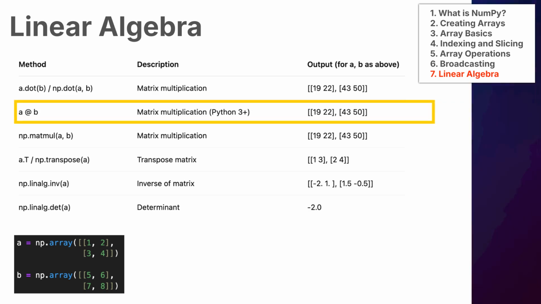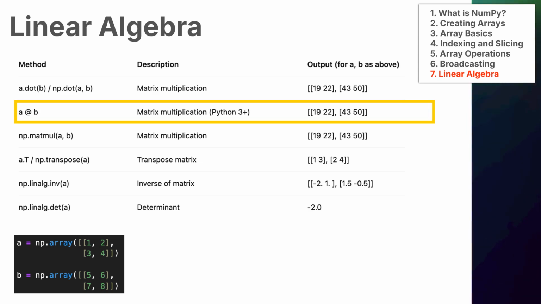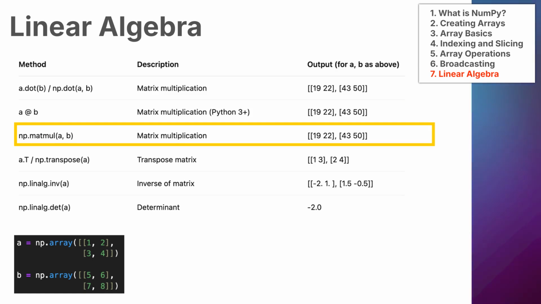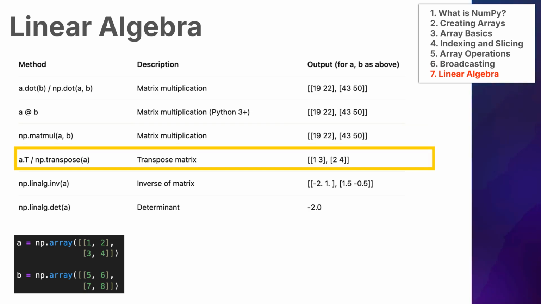The second method is also matrix multiplication. This is exactly the same as the first method, but cleaner and preferred in modern Python. The third one is also matrix multiplication, same as previous ones for 2D arrays, but more powerful when dealing with 3D arrays and batch matrix multiplication. Next, transpose. It flips the matrix over its diagonal, rows become columns.